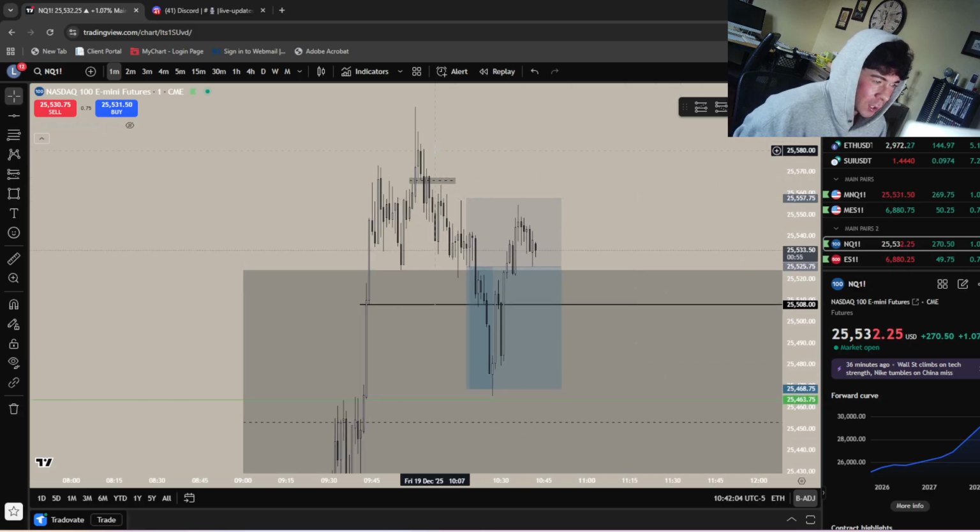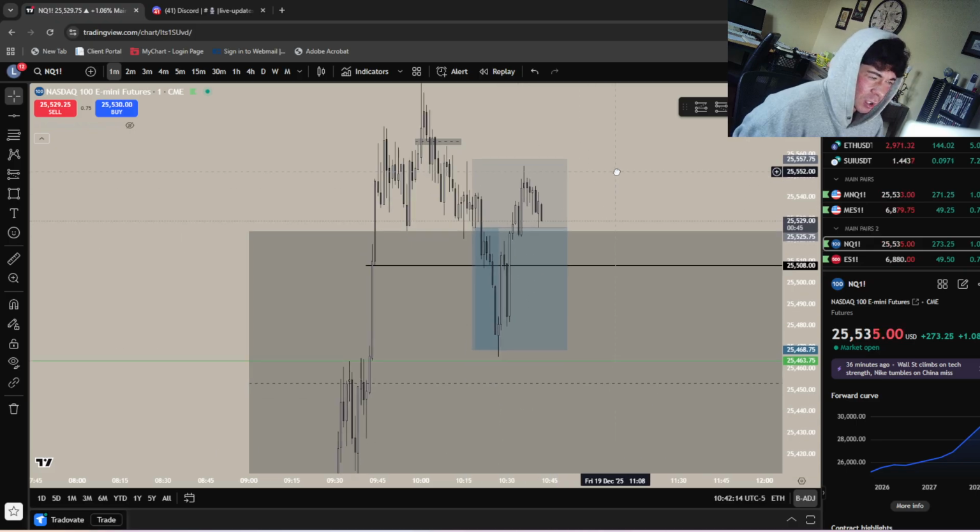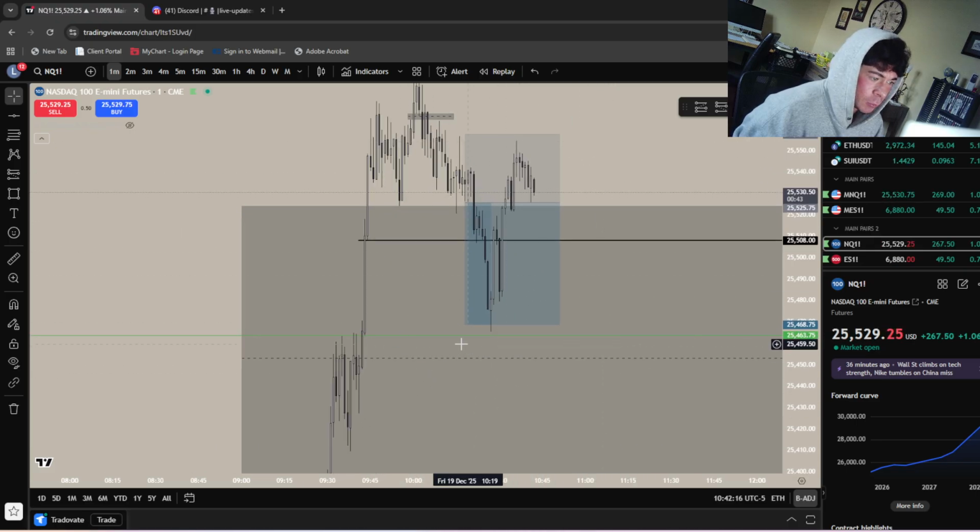So basically, we took a re-entry after getting stopped break even. The initial trade actually played out, but we didn't hit full TP. I took partials, about 75% of the trade. Final TP was around the CE point of this gap, but I'll get through this.